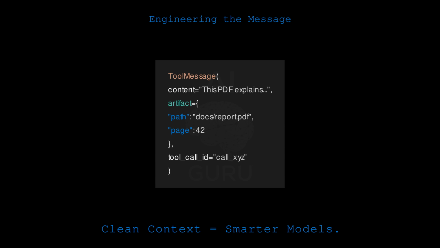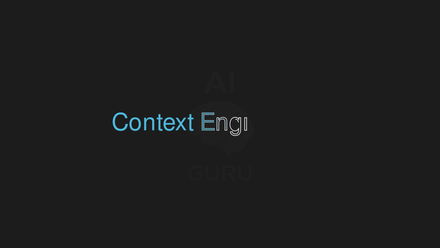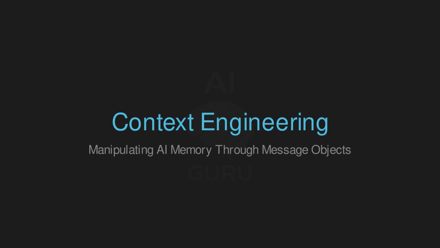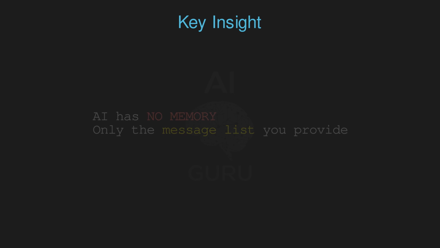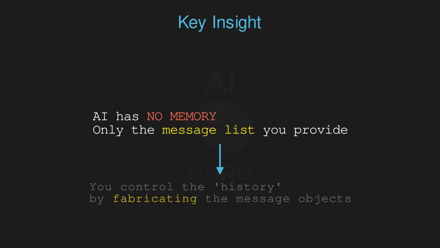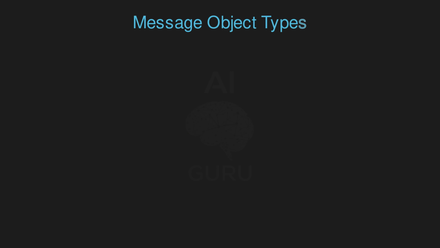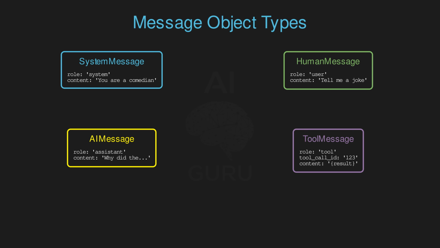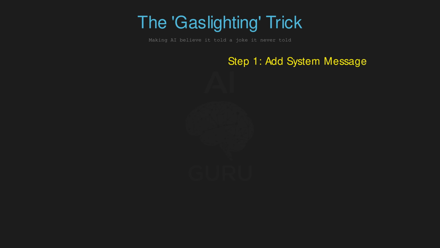Okay, I want to do a formative check-in here. We've talked about these message types. System, human, AI, tool. We've talked about the flow. I want to pose a challenge to you, the listener. I want you to imagine you are building a bot that needs to be, well, gaslighted, for lack of a better term. You want to start a conversation where the AI believes it has already told you a joke. And you want to trick it into explaining the punchline even though the joke never happened. How would you structure the message list to make that happen?